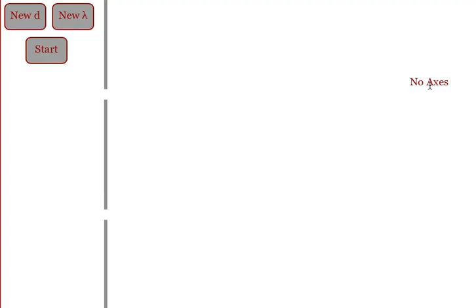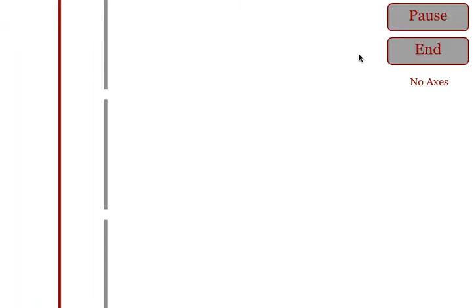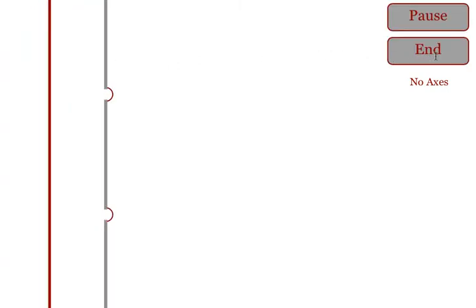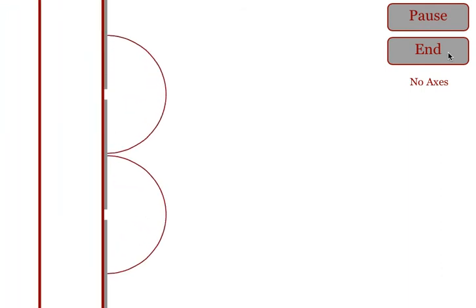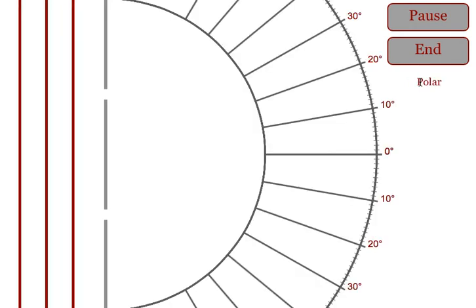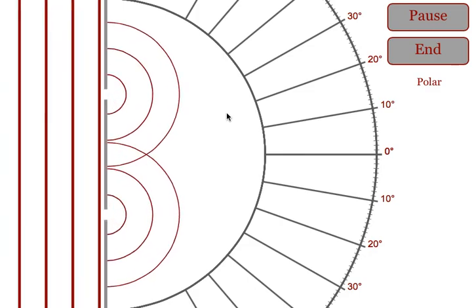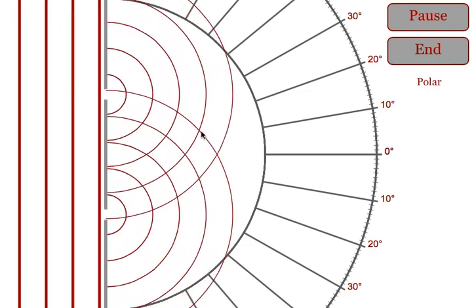Students can also change over to a system with no axes if they just want to see the pattern itself, maybe for drawing purposes. Or students can switch over to a polar coordinate system where they can measure the angle to the areas of constructive interference.